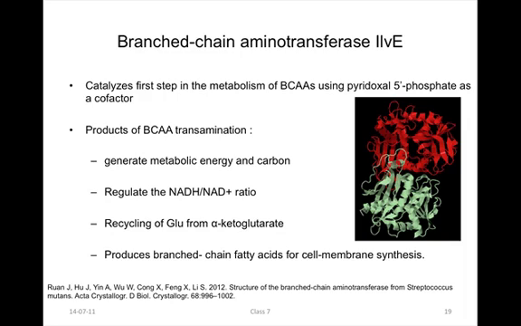Okay, so what happens with transamination with ILVE? It can make energy using up the carbon and regulate NADH ratios, as well as recycle glutamate from alpha-ketoglutarate. It also produces branched chain fatty acids for cell membranes. So that's what ILVE is responsible for.